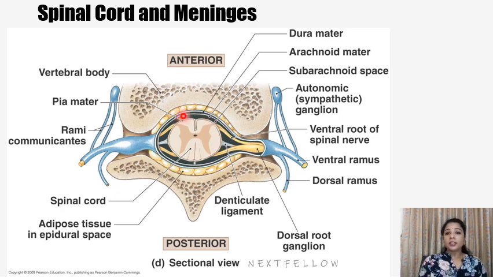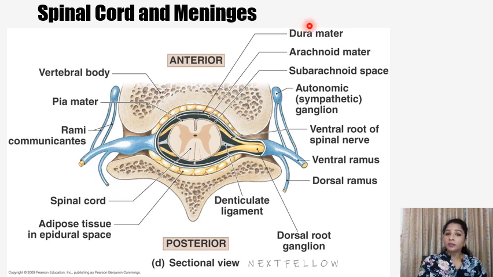The dura mater extends from the foramen magnum till the level of the second sacral vertebra, that is S2 vertebra. Beyond this level it blends with the periosteum as a thin layer surrounding the filum terminale, and it terminates by attaching to the dorsal surface of the coccyx. So that is the extent of dura mater around the spinal cord. I repeat again, the dura mater extends from the foramen magnum till the level of S2. Beyond that it blends with the periosteum as a thin layer, and finally terminates by attaching to the dorsal surface of the coccyx.